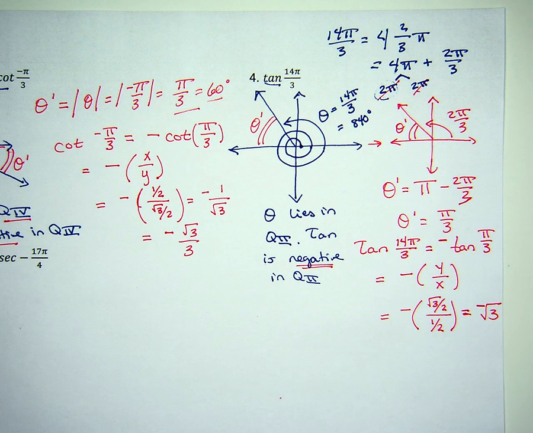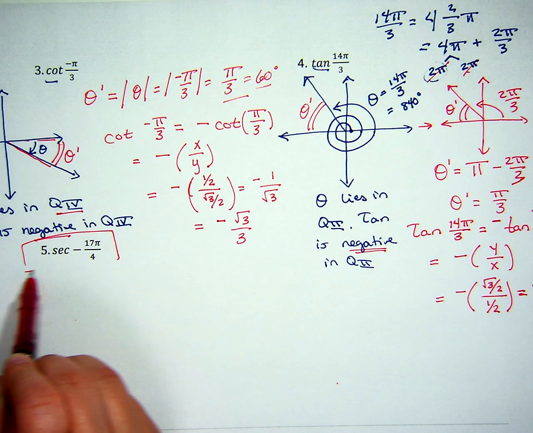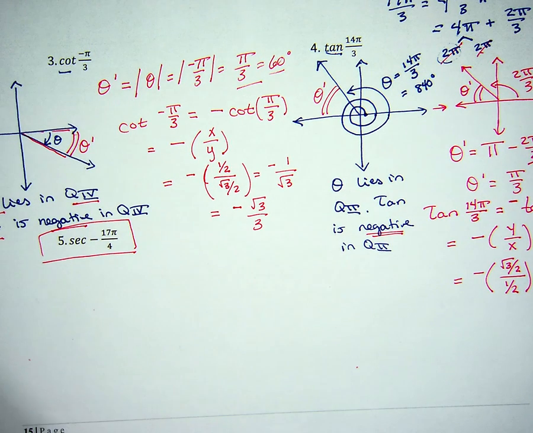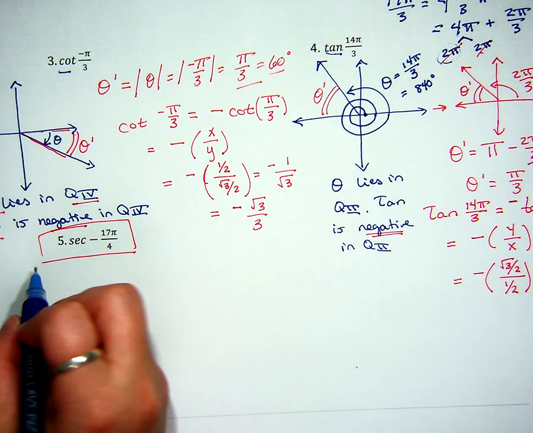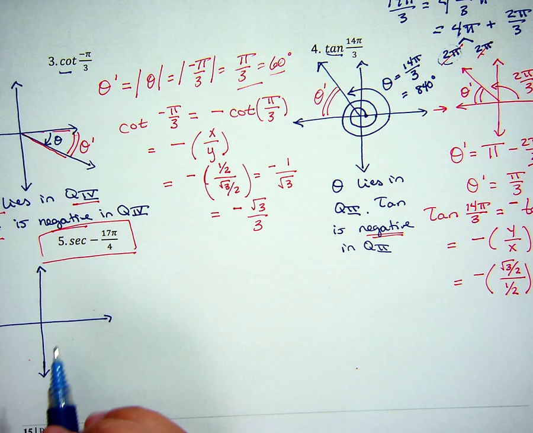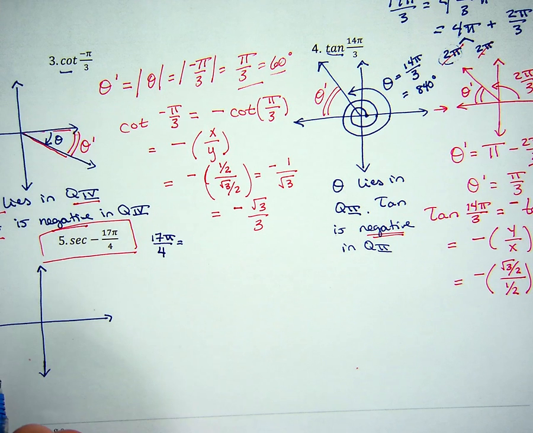Lastly, can't really see this one, it's buried there. This is the last one I want to do. Let's look at secant of negative 17 pi over 4. First, let's draw our picture. It's a negative angle, which does mean that we are going to open down. Let's talk about 17 pi over 4. Let's break it so that we can see it just a little bit better.